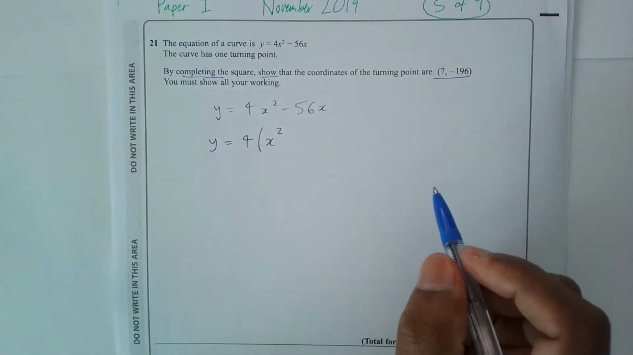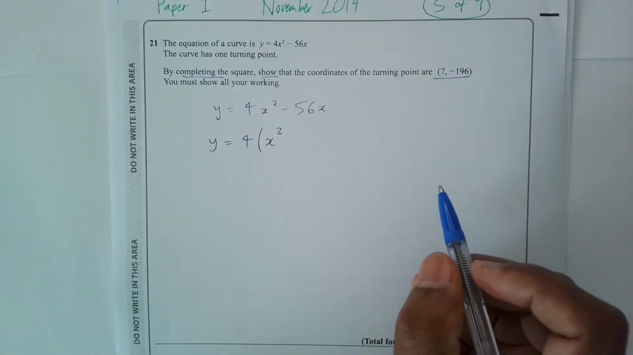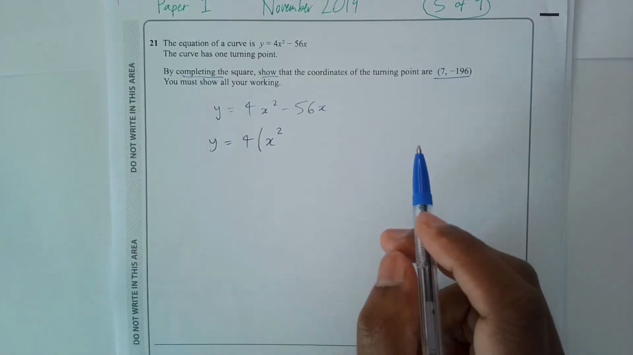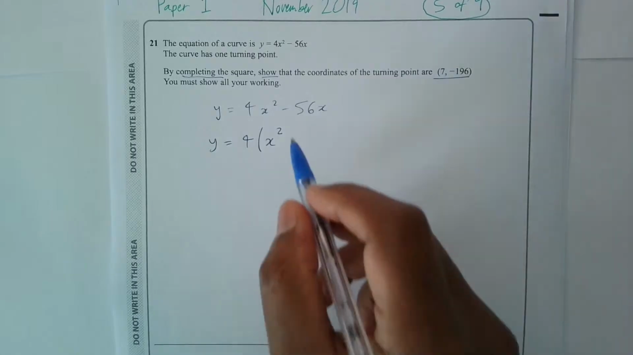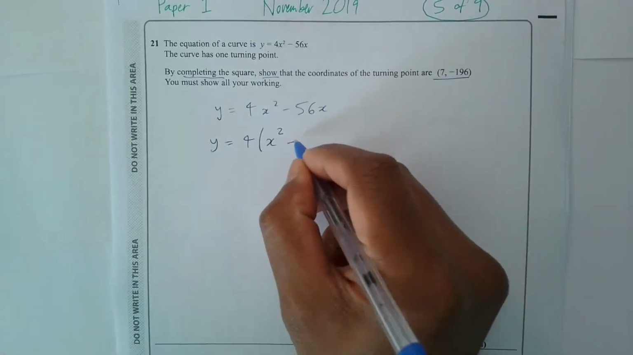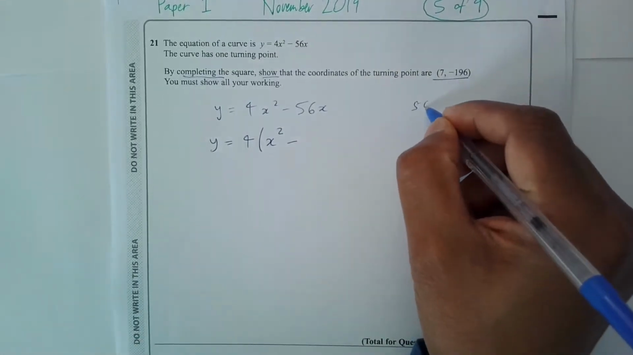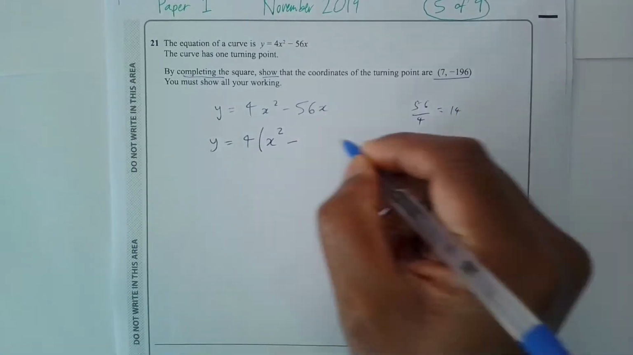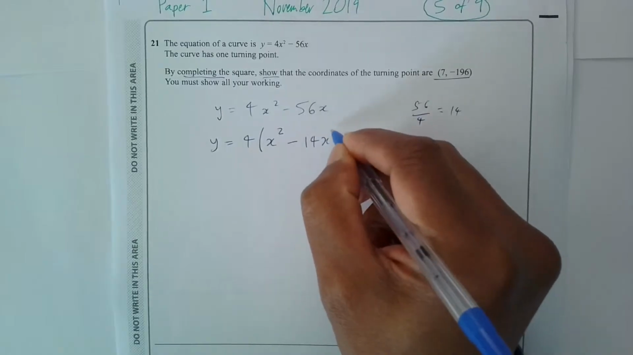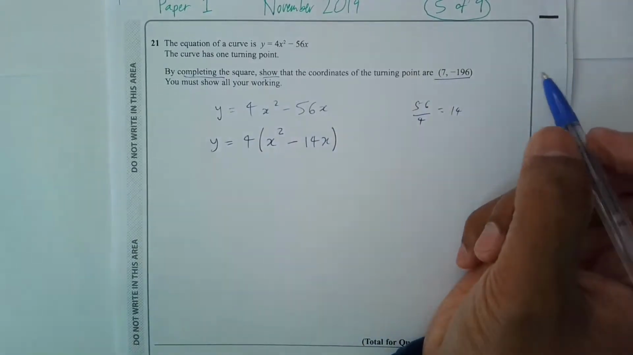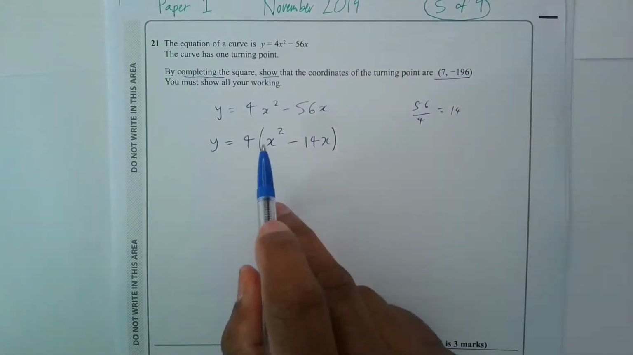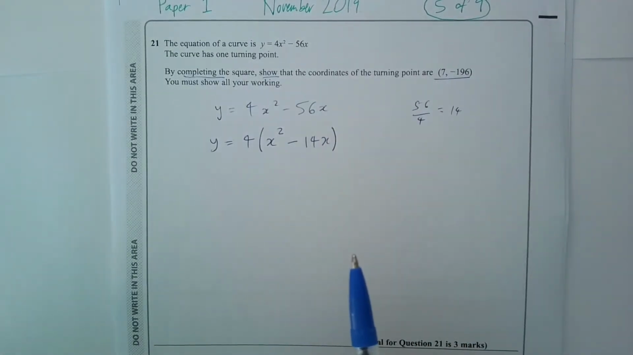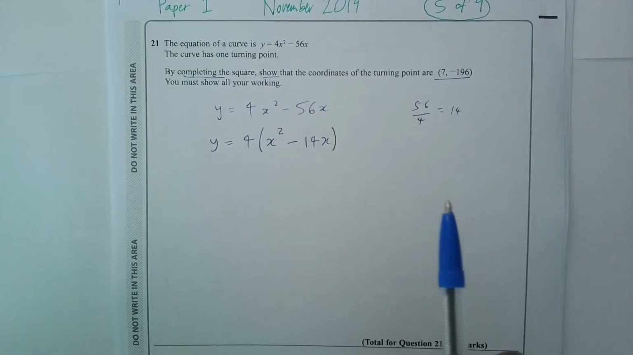And then I've got to do 56 divided by 4. So take away 56 divided by 4 gives me 14. So minus 14x. Okay, so now this looks more like what I have done before. And so now I can complete the square.